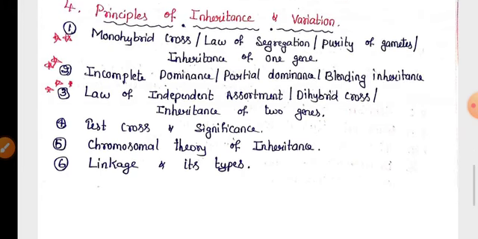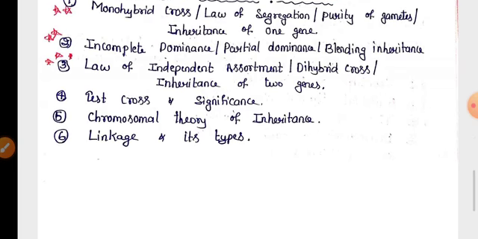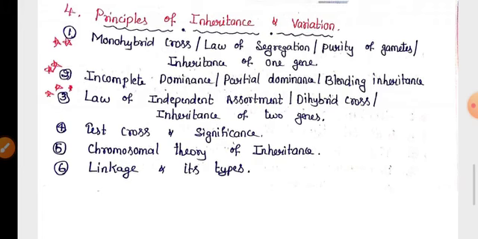Another 5 marks important question is incomplete dominance or partial dominance or blending inheritance. The third very important 5 marks question from this chapter is law of independent assortment or dihybrid cross or inheritance of 2 genes. Then for 2 marks, test cross and its significance they may ask.